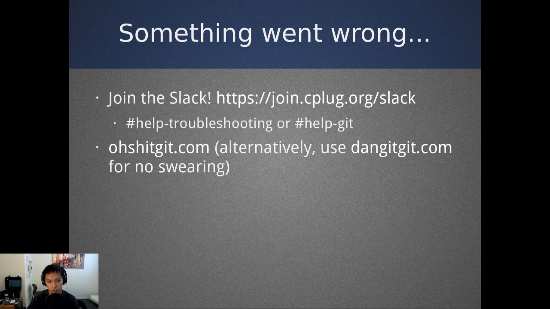Now troubleshooting. Something is definitely going to go wrong eventually, sometime or another. Here's another shameless plug: join our Slack. We'll be willing to help you debug it. There's also one link I found kind of helpful and funny for when stuff goes terribly wrong: Oh Shit Git, or Dang It Git, for no swearing. Those are a couple of places you can go to get some help with Git.